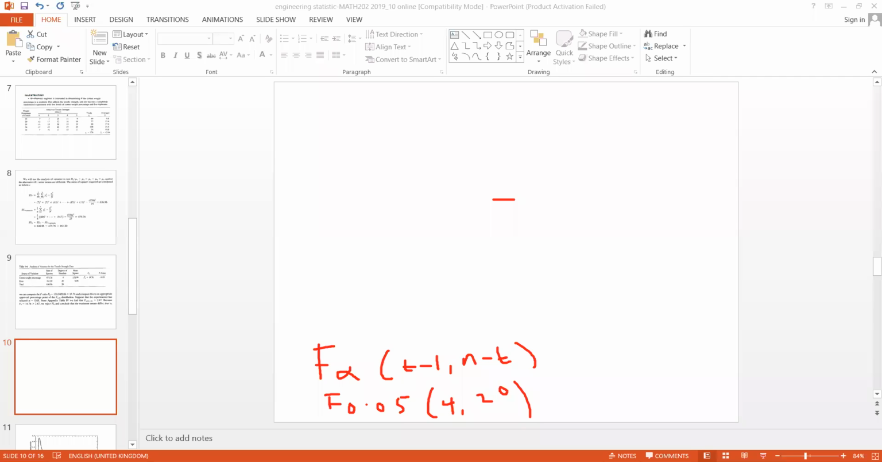So we go up a bit. So this is 0.10. This is not the table we're looking for. This is F 0.05, okay? So this is the table we have to come and read our data from.